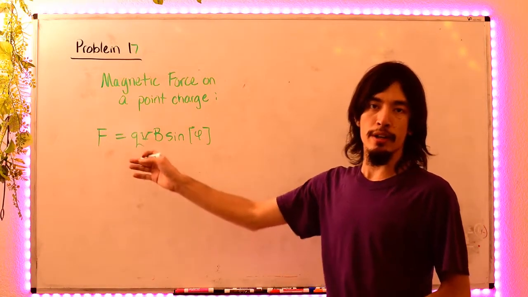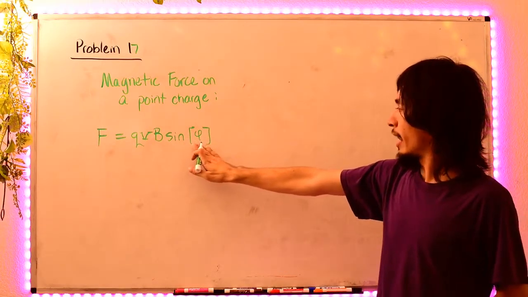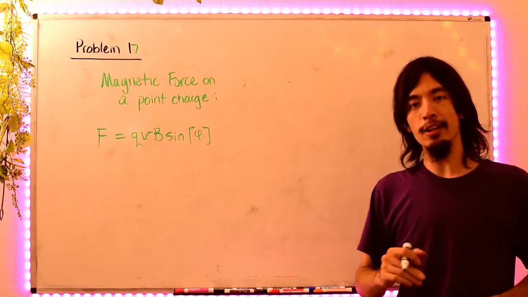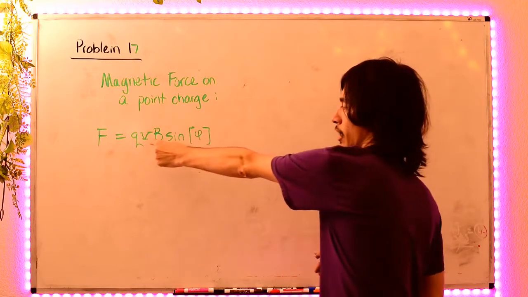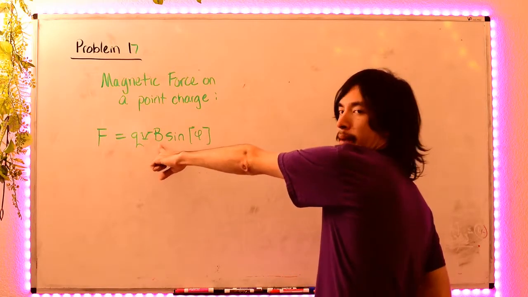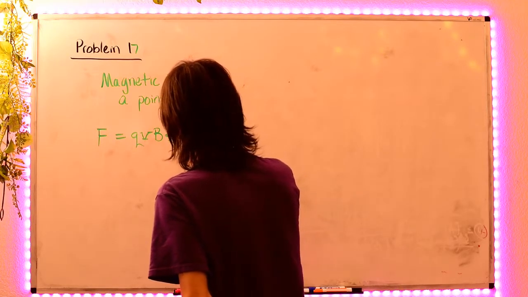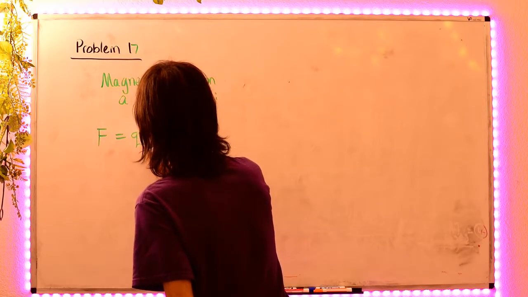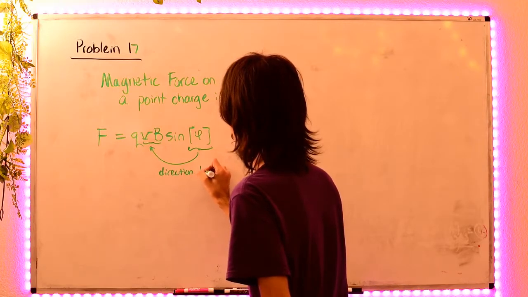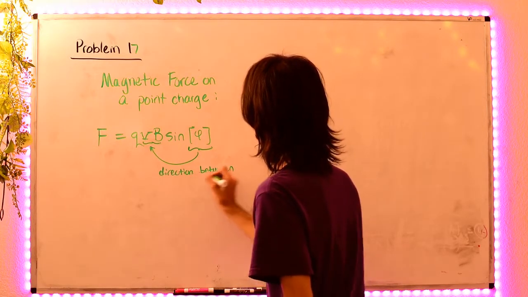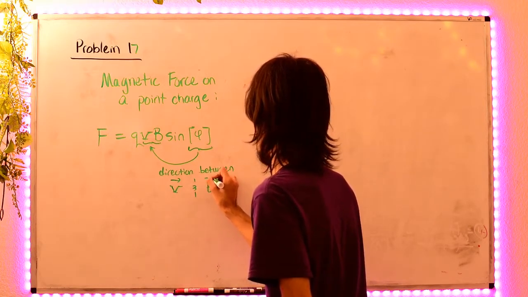Q is the charge, V is the speed, B is the magnetic field strength. The angle phi represents the angle between the two things in this equation which have a direction. It's the velocity and the magnetic field. So this basically represents the direction between the velocity vector and the magnetic field vector.